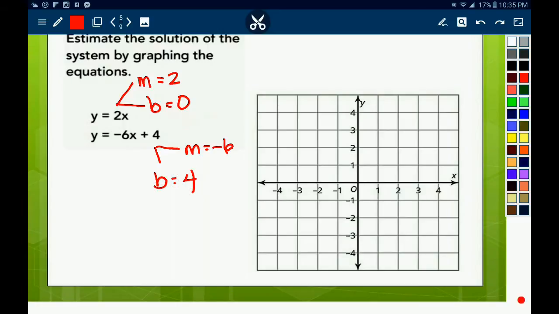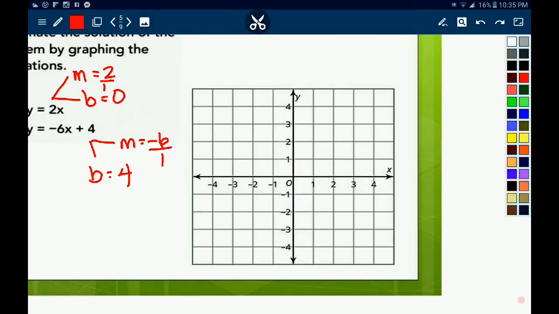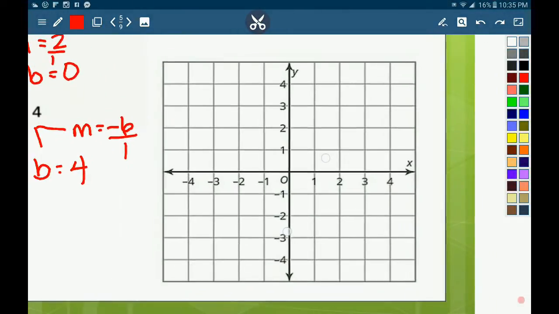You may also want to represent your m's as fractions, which, since these are whole numbers, just means they're over 1. That way you can see the rise and the run. So I'm going to now graph these two lines. The first one I'll graph in red, so I have the y-intercept is 0.